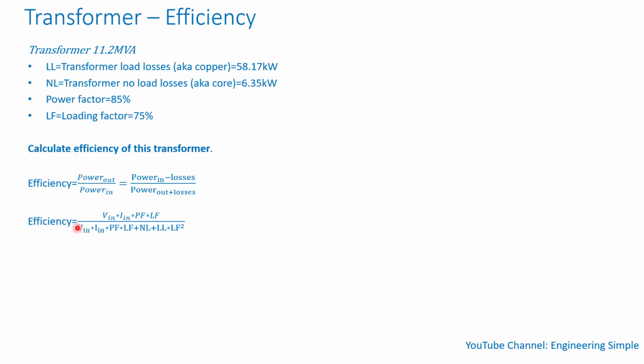Or in other terms, efficiency is equal to power out. So it's the voltage times the current basically times the power factor, because it depends on the power factor, times the loading factor, because transformer might be loaded 50%, 100%, 75%. So those things matter. Divided by the power out plus core losses plus load losses.